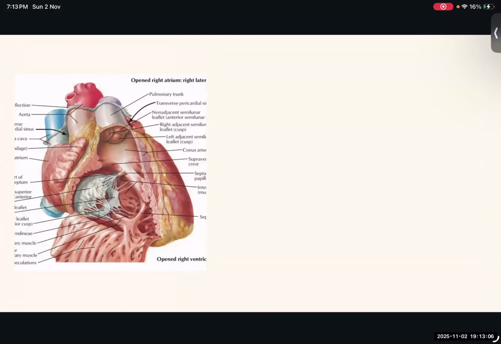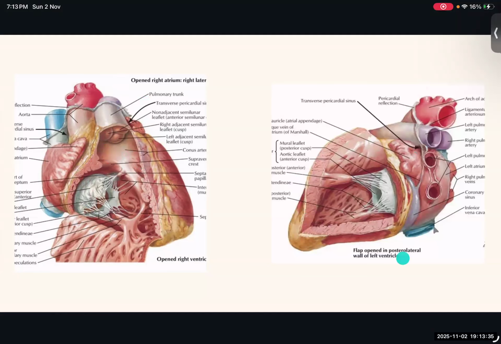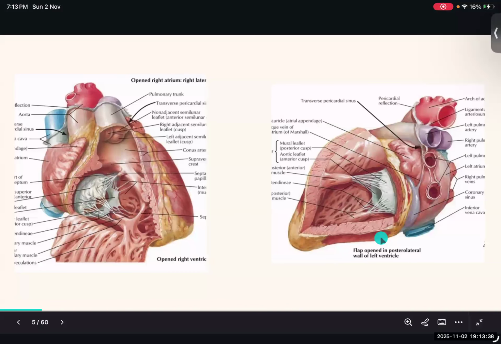So let's talk a little bit about the valves. If we open up the heart to look at the right side, here we see the right atrium, and this is what we call the tricuspid valve. Now, the valves function to keep blood from going in the opposite direction. So the valve between the right atrium and the right ventricle is going to be called the tricuspid valve. And then the right ventricle contracts into the pulmonary artery, and here we see the pulmonary valve. If we open up the left heart, we can also see a very similar structure.